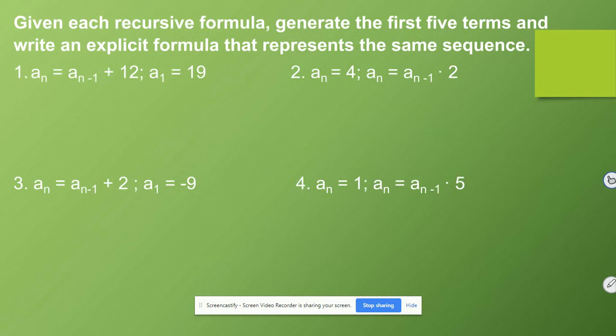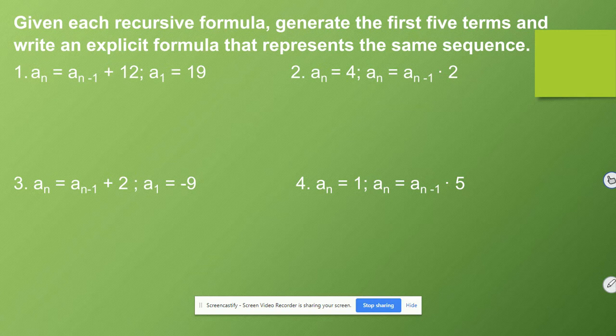Okay, so here are some recursive formulas. Remember, a recursive formula generates the sequence. It gives you the first term and tells you what to do to the first to get the next, and to that to get to the next, and to that to get to the next, and so on. So we're going to generate the first 5 terms and then write an explicit formula that represents the same sequence.